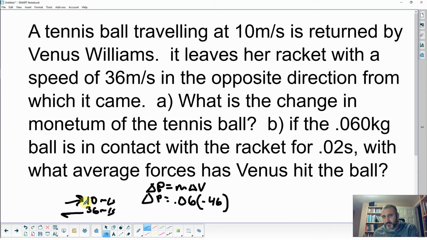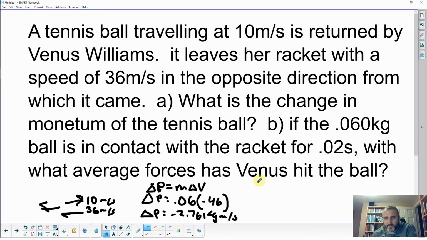Because momentum is a vector, the negative means that the momentum shift is going that way. 0.06 times negative 46, we would end up with a change in momentum of negative 2.76 kilogram meters per second. And then if the 0.06 kilogram ball is in contact with the racket for 0.02 seconds, what's the average force that we're hitting the ball with?